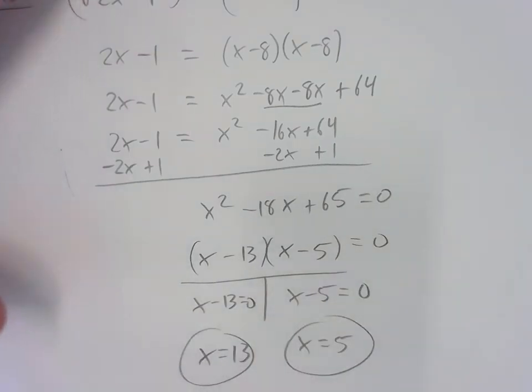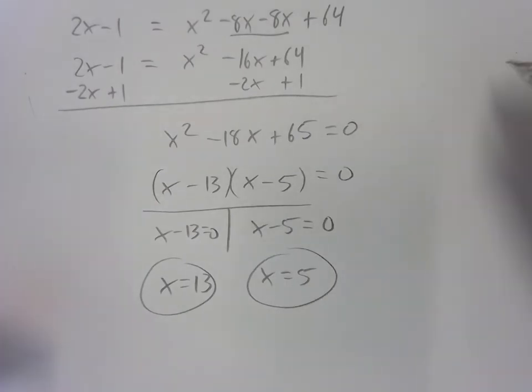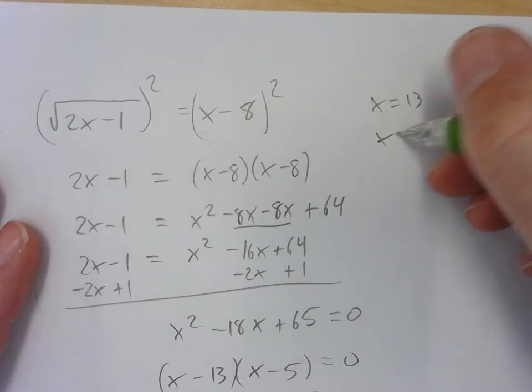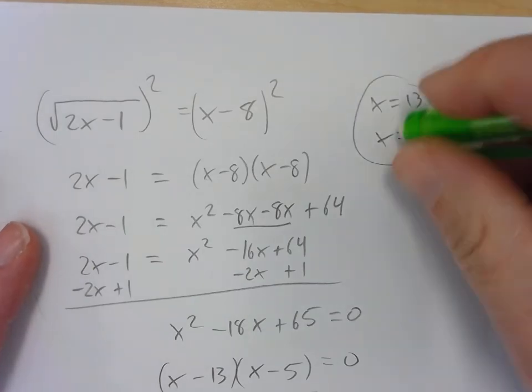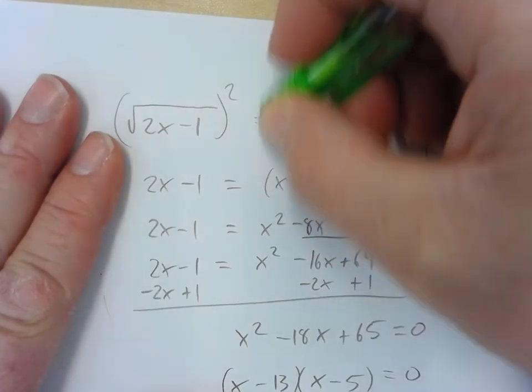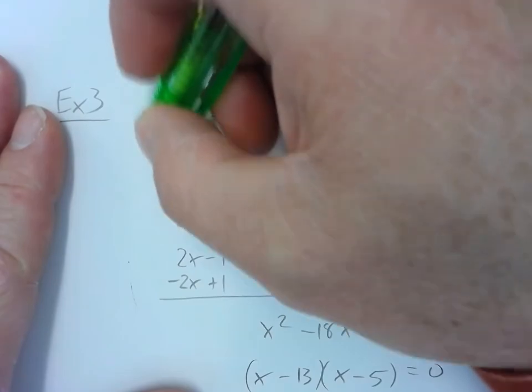Now this time I got 2 answers, and I'm really suspicious about whether 2 answers will work. So I'm going to go back to the original problem to see if the 2 answers will work. I got x is 13, x is 5. I need to go back to the original problem, so therefore this isn't here. And the squaring's not there, so I'm erasing it out.